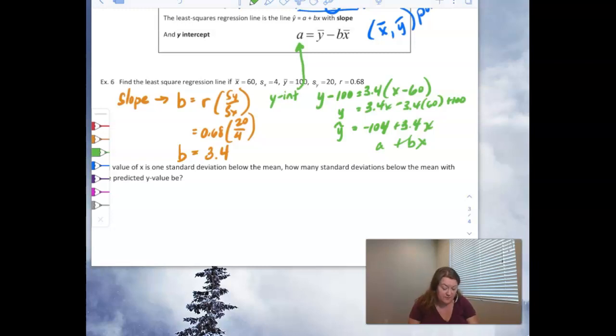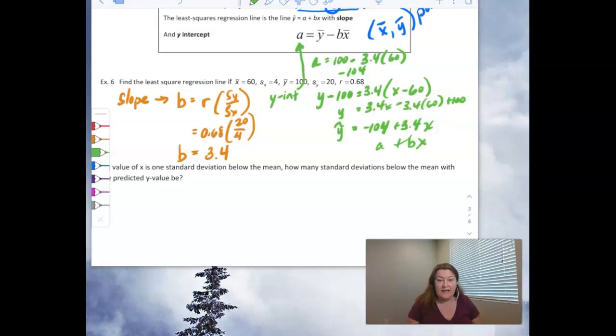Or I could use the formula, and the formula will make me do pretty much the same thing. It'll say y bar is 100 minus the slope, which was 3.4, times the x, which was 60, and I end up with the negative 104 that we found the other way. The only difference is if I find it using that formula, I still have to put it all together. So I just went to point slope form, not a big deal.